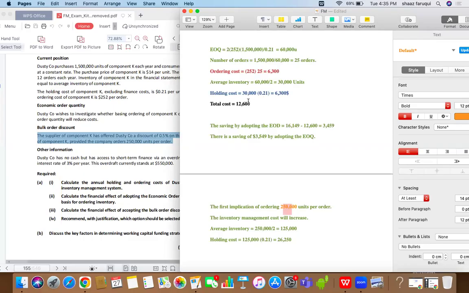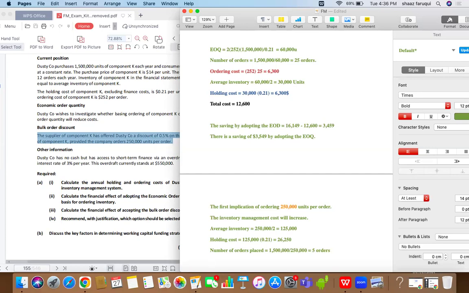Because if I go with EOQ, my inventory management cost, including the ordering cost, is only 12,600. But if I go with 250,000 units per order, the holding cost alone will be 26,250. Forget the ordering cost. Ordering cost will be what? Think about it. The annual demand is, how many orders will I place? You need a total of 1,500,000. At a time, you are ordering 250,000. So you will place 5 orders.